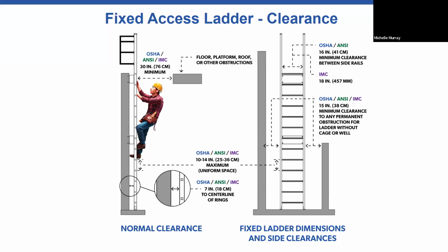And then for the OSHA ANSI standard on the side rails, it's a minimum of 16 inches, where IMC is a minimum of 18 inches between the side rails. And lastly, the 15-inch minimum side clearance for OSHA, ANSI, and IMC.